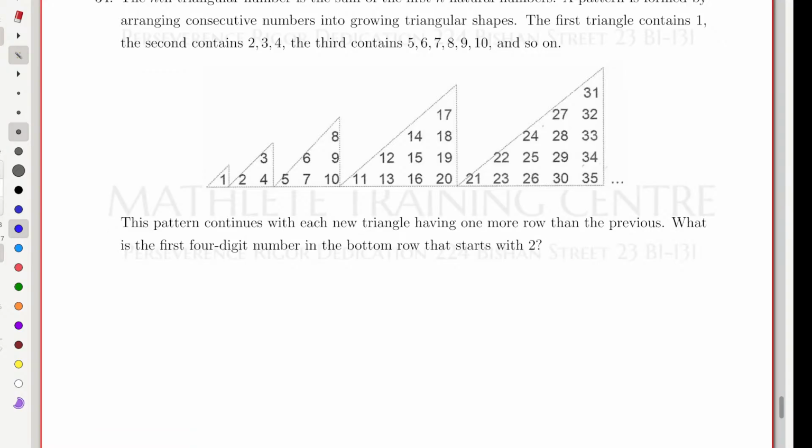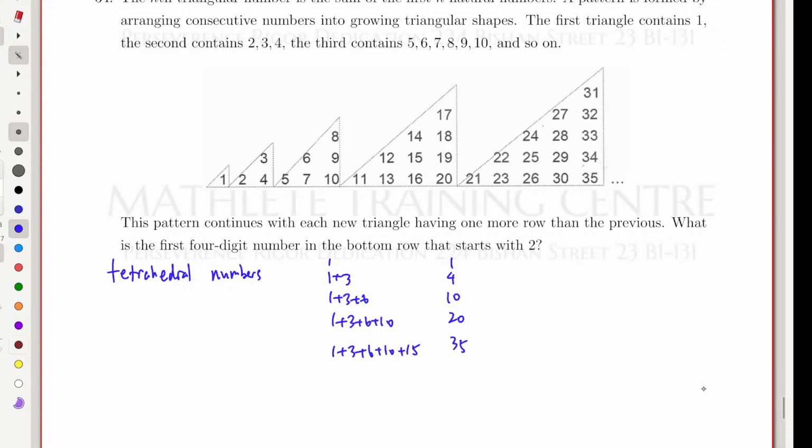The idea behind this question is that it uses something called tetrahedral numbers. What do I mean by tetrahedral numbers? We know what triangular numbers are, right? Triangular numbers are 1, 3, 6, 10, 15, 21, and so on. Tetrahedral numbers will be, you do 1, 1 plus 3, 1 plus 3 plus 6, 1 plus 3 plus 6 plus 10, 1 plus 3 plus 6 plus 10 plus 15, and so on. These are called tetrahedral numbers. 1, 4, 10, 20, 35. Tetrahedral numbers are the numbers that are on the bottom right corner of each of the triangles. That's why we are interested in tetrahedral numbers.